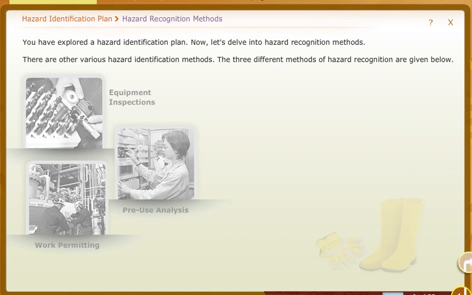You have explored a hazard identification plan. Now, let's delve into hazard recognition methods. There are other various hazard identification methods. The three different methods of hazard recognition are given below.